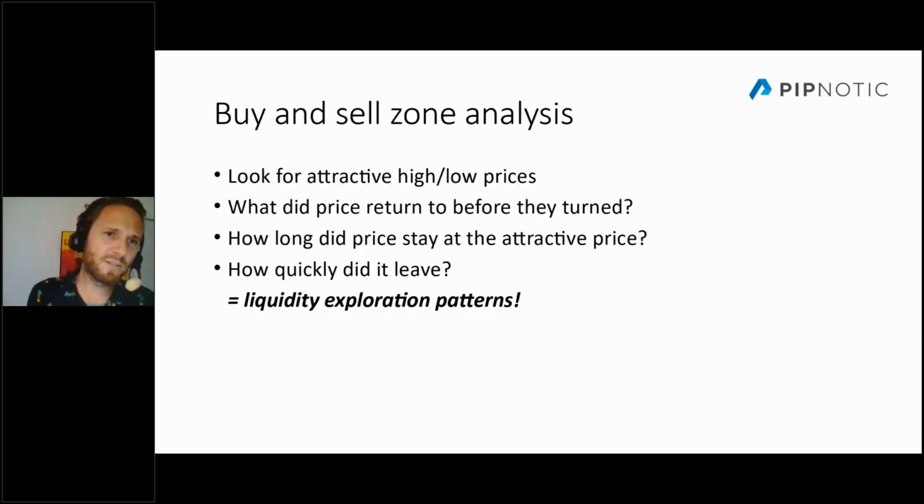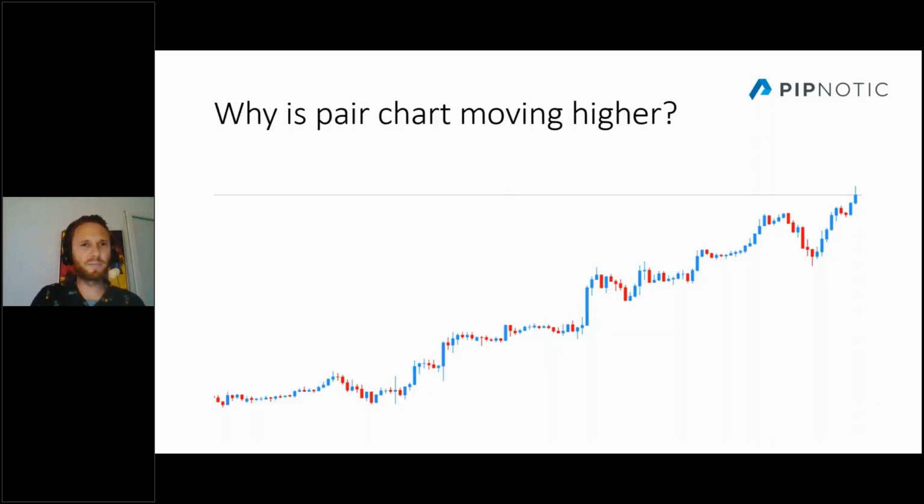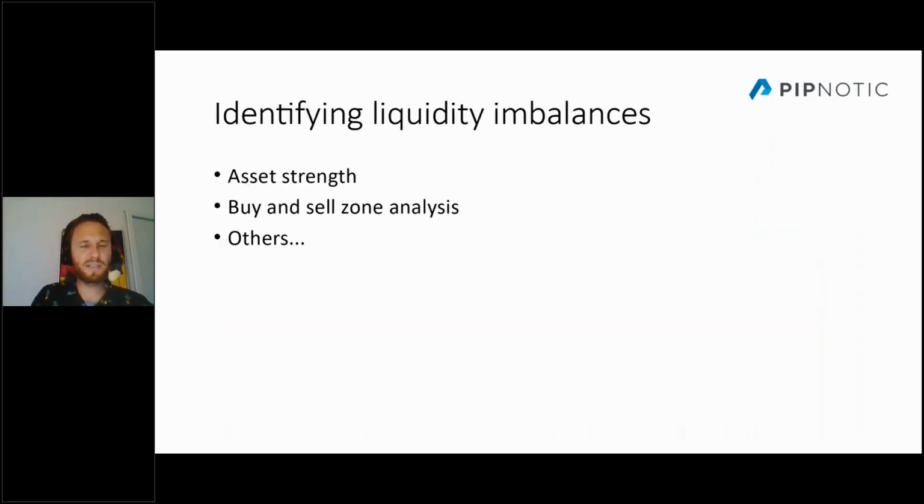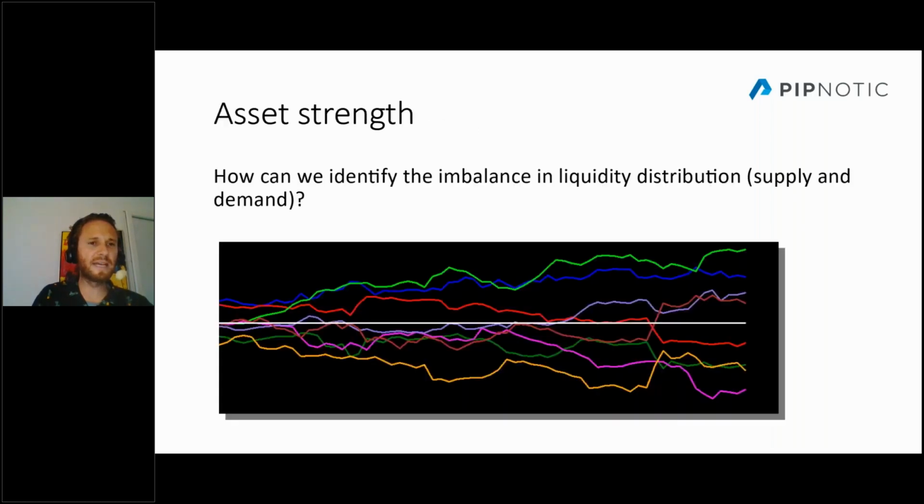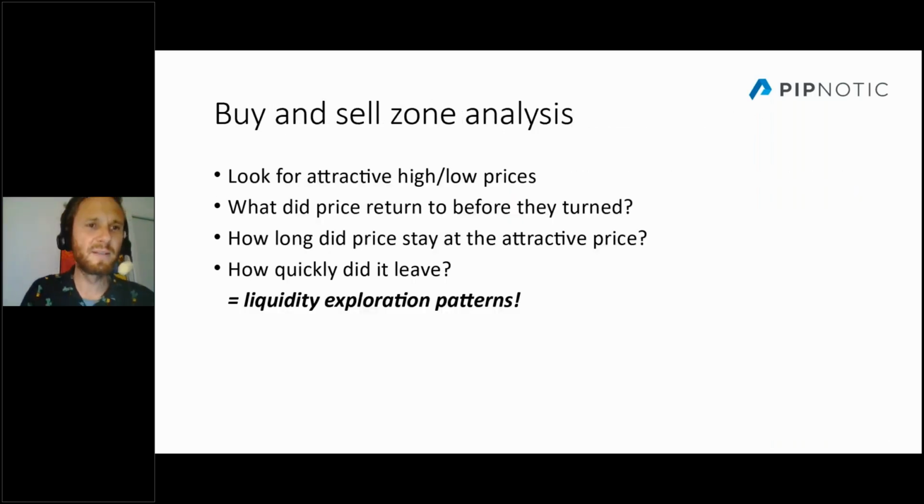Okay, so now let's look at some buy and sell zones, which is the second one. If we go back up here, we have asset strength and we have the buy and the sell zone analysis. So we'll go back to that bit, and then we'll talk about this now. What we're doing here for buy and sell zone analysis, we're looking for attractive prices. And how do you find attractive prices? Well, you have to look for price points in the market where price historically retreated from. So, turning points in the market.